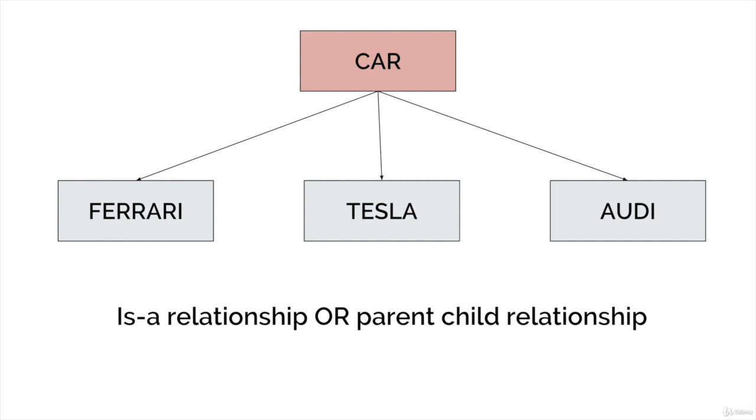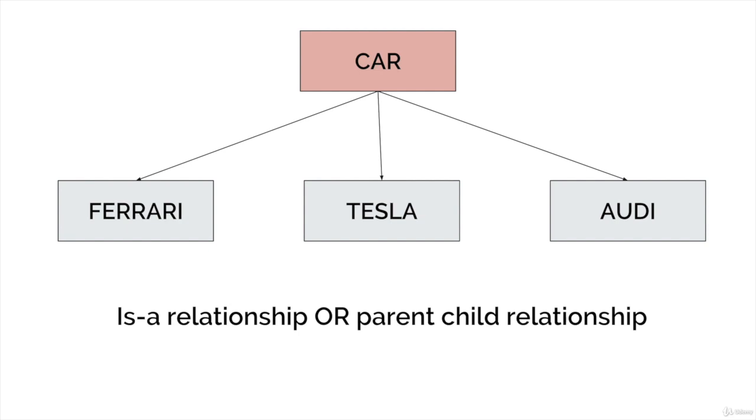If we take a look at some other example, like that of a mobile phone, we can say iPhone is a type of mobile, right? Samsung is a type of mobile phone. So this relationship between the iPhone and a mobile phone is known as an is-a relationship, or parent-child relationship, or inheritance, in object oriented programming.